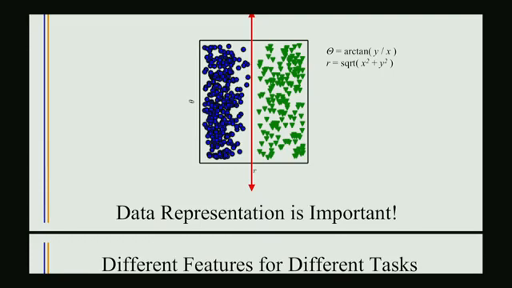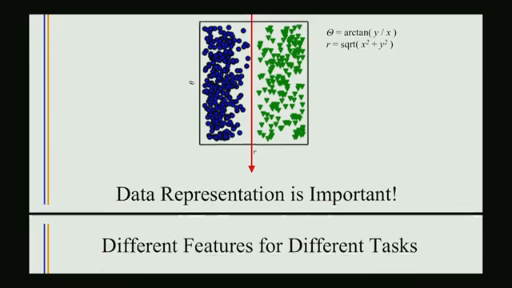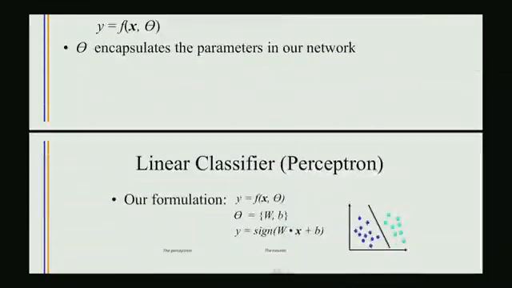So the goal is to get the system to figure out the representation. Yes. I'm providing it input, in this case just x and y points, but it does the remapping internally somehow. Okay, so let's move on.